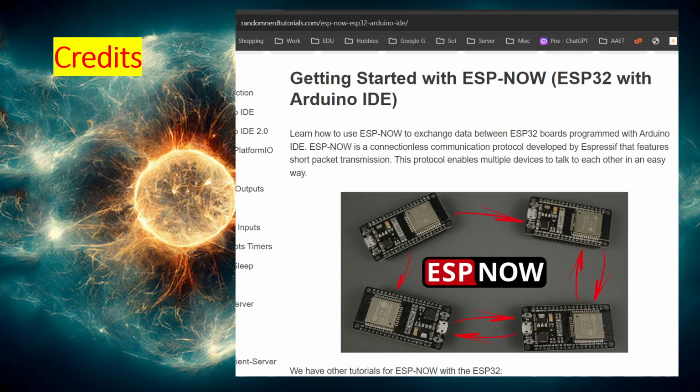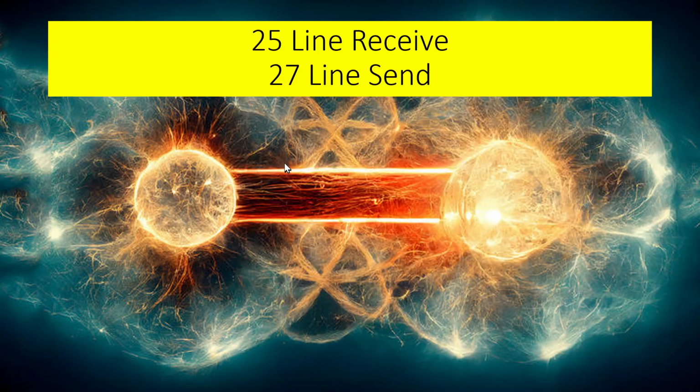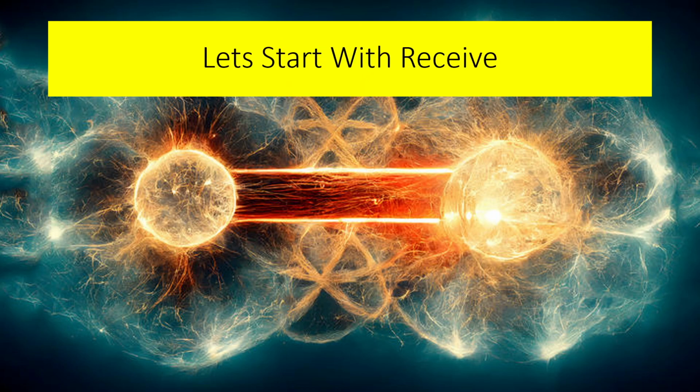First of all, the credits. The credit goes to Random Tutorials. This site helped me a lot in understanding ESP.now. So we will have a 25-line code for receiving the data and a 27-line code to send the data.